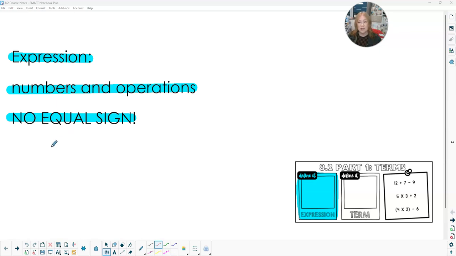This is not an equation. An expression has no equal sign. If it asks for an expression and you put an equal sign, it is instantly wrong. Expressions do not have equal signs. It's just the problem. This is how you would solve it. It doesn't have an answer with it. It's just the problem. Numbers and operations only.